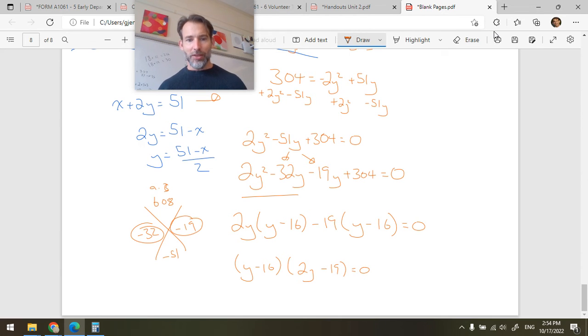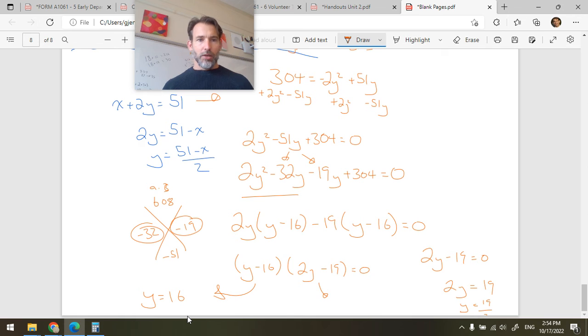Okay, so now we know that this one gives us the solution y is equal to 16. And this one gives us the solution of 19 over 2. Okay, how do I know that? If 2y minus 19 equals 0, then I know that 2y equals 19, and so y equals 19 over 2. Okay, so there's my two answers.